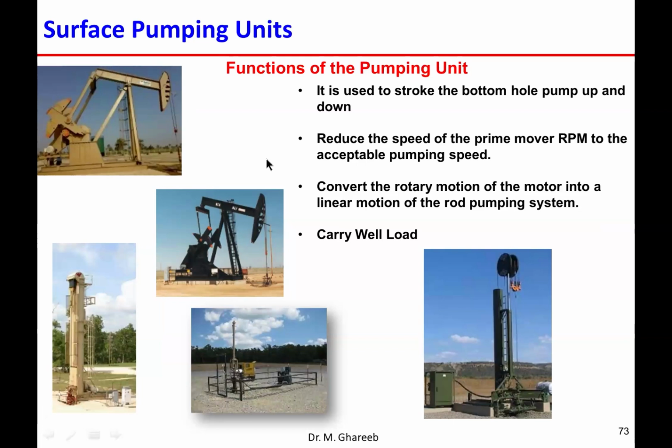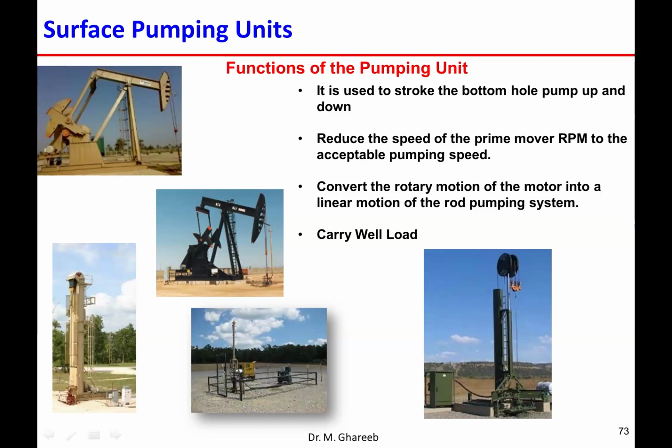desired speed. The prime mover or motor is running, for example, 1,000 RPM, but I need to run this well up and down at 1 stroke per minute, or 2. How to do that? Pumping units with some other accessories are used to do it. It is reciprocating while carrying the well fluid, the weight of the rod string, plus the weight of the fluid.